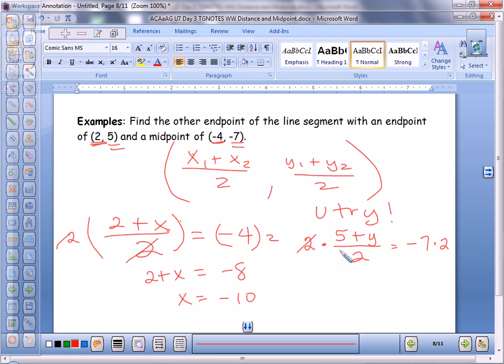So what is the other endpoint? Negative 10, negative 19. Make sense? Yeah. That makes a whole lot of sense. Good. You went really fast.